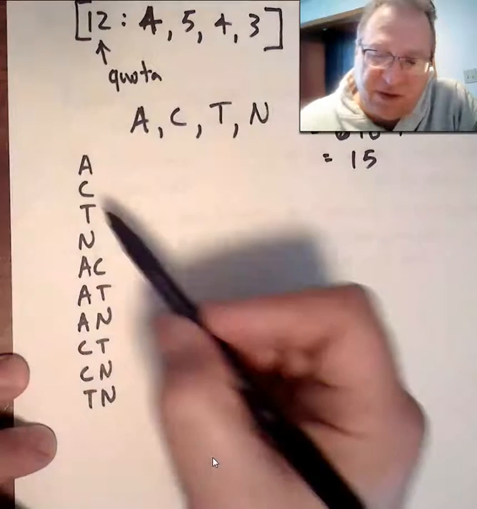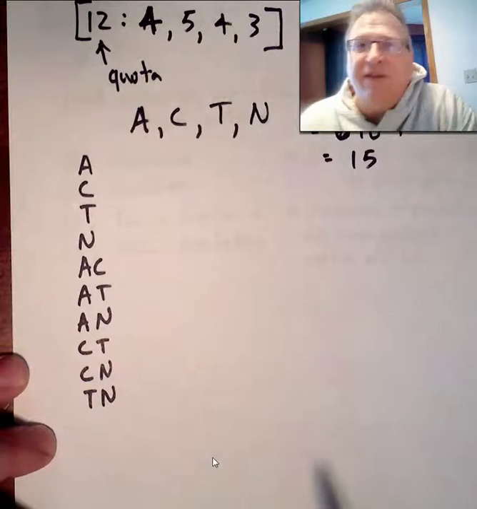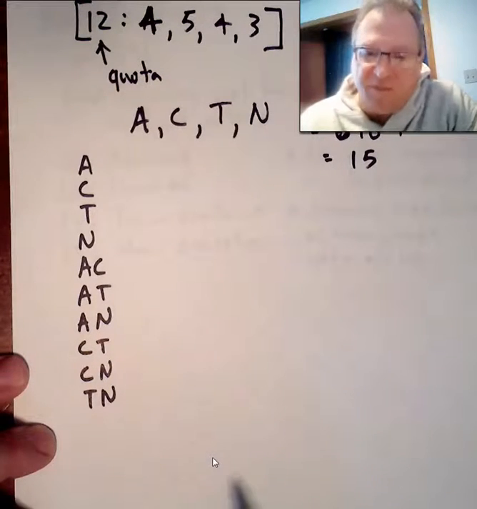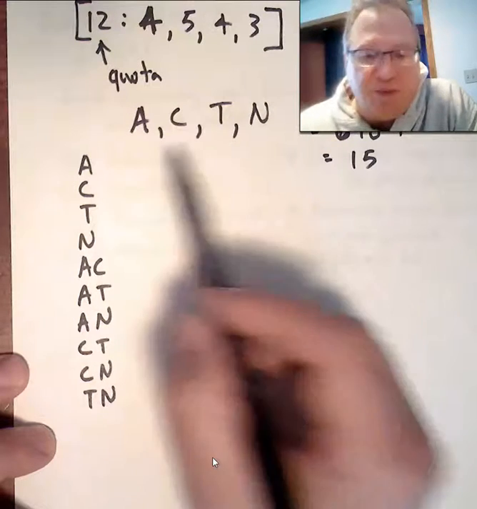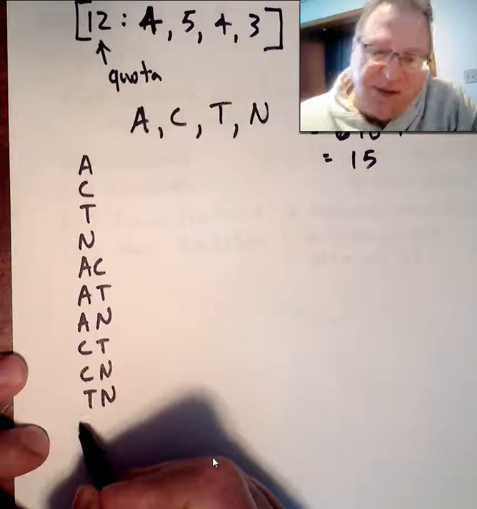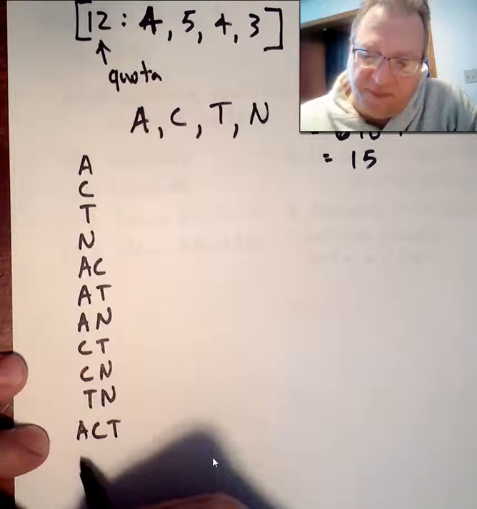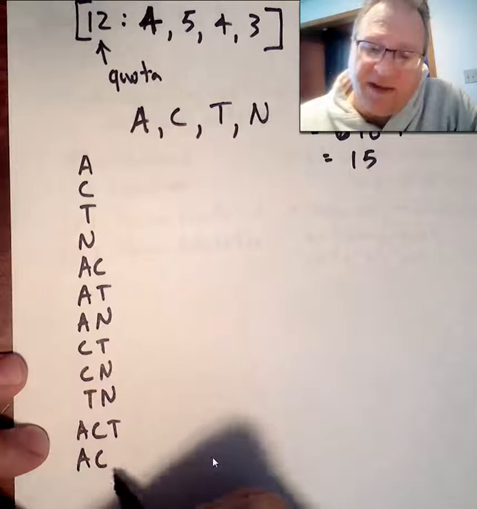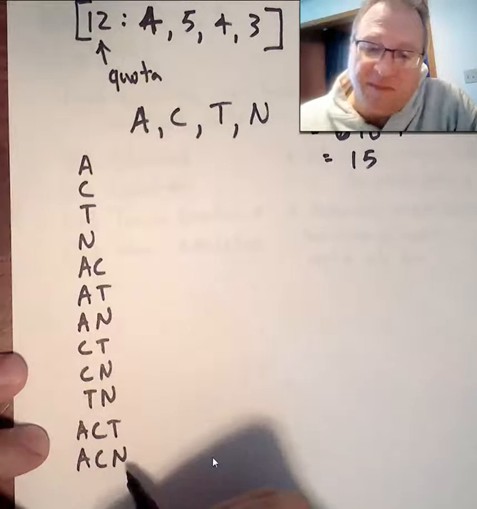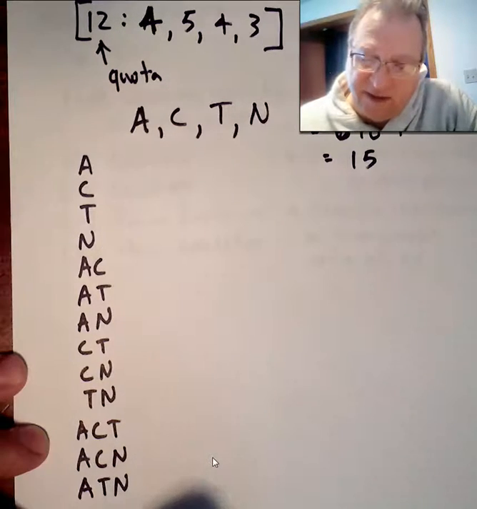How many do we have so far? 1, 2, 3, 4, 5, 6, 7, 8, 9, 10. I need 5 more groups. There's going to be 4 groups of 3, and the last group will be all 4 of them. So I'm looking for groups of 3. Got to be careful when you do this. ACT, ACN, ATN, CTN.